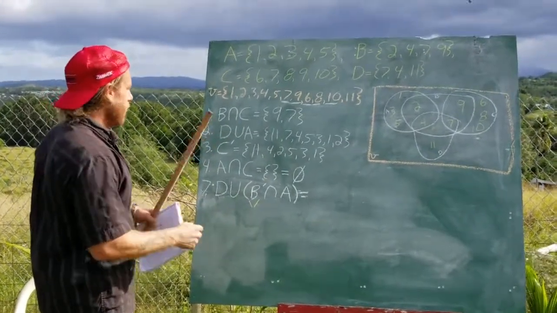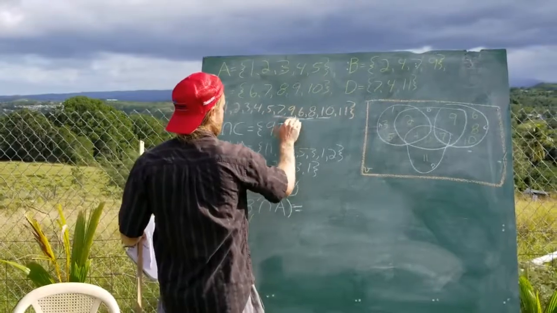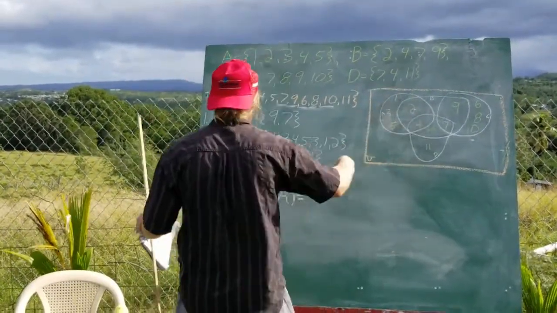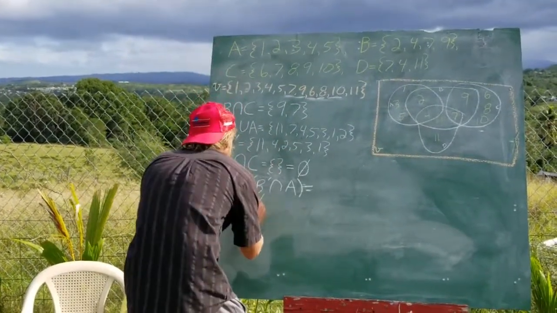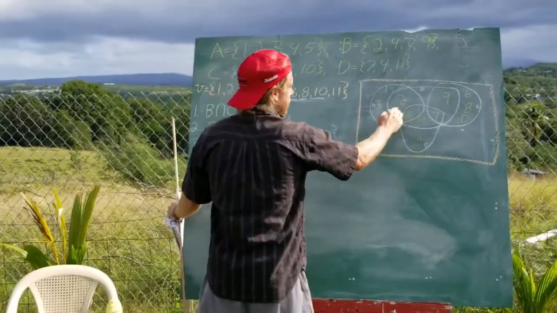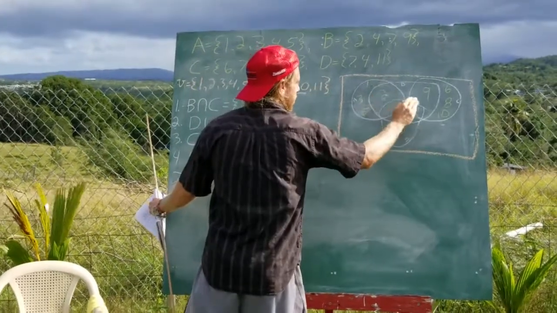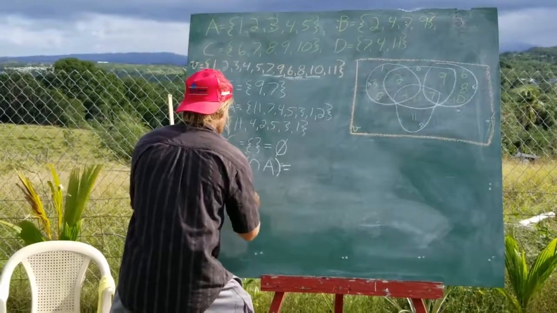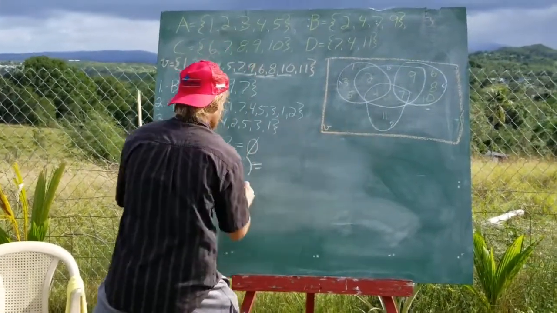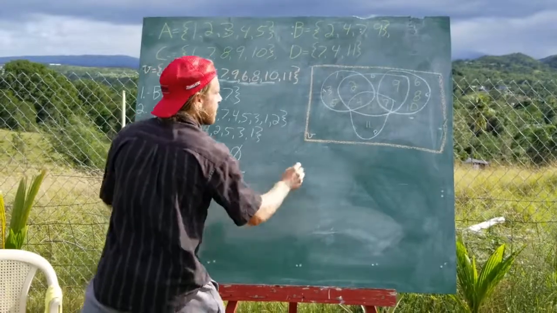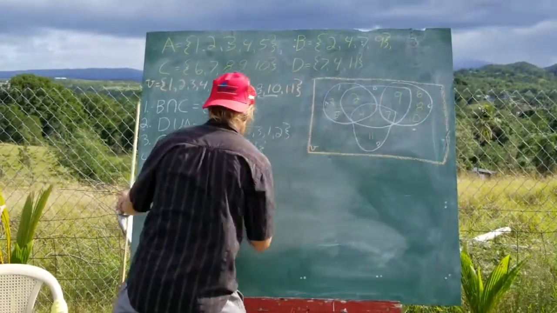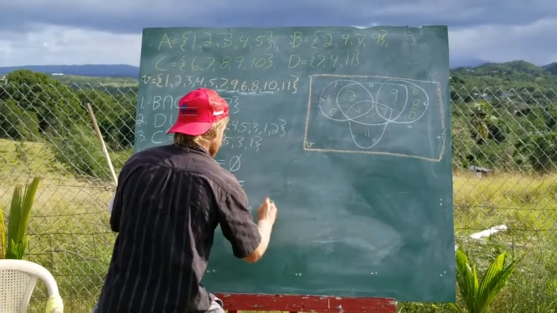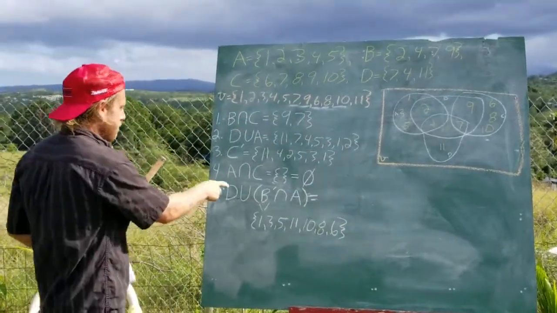So remember, B prime is everything in the universal set that is not in B. Let's start with our picture this time. So our universal set is all these elements, but we don't want the ones in B. So here's B. We don't want 2, 4, 7, or 9. So we have 1, 3, and 5, 11, 10, 8, and 6. All right, this is the complement of B.